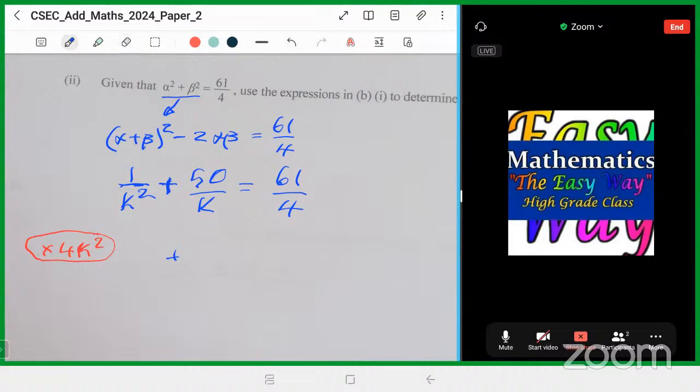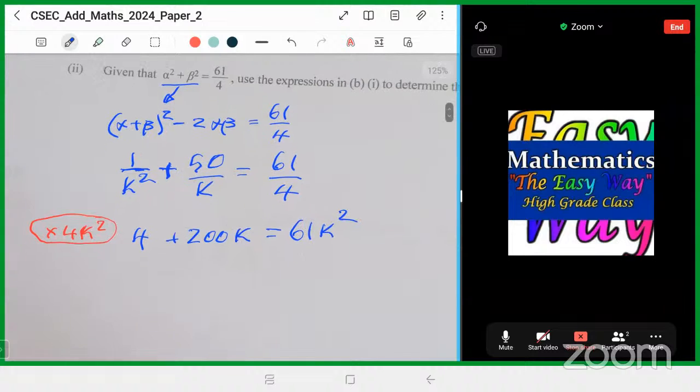Let's go again. When I multiply this by this, I'm going to be left with a 4. k squared cancels k squared. So when I multiply this expression by this, 4 times 50 is 200, and then k cancels one of that k. So I'm going to get 200k. Then that becomes equal to, this 4 is gone, and so I get 61k squared. That becomes a quadratic in k.